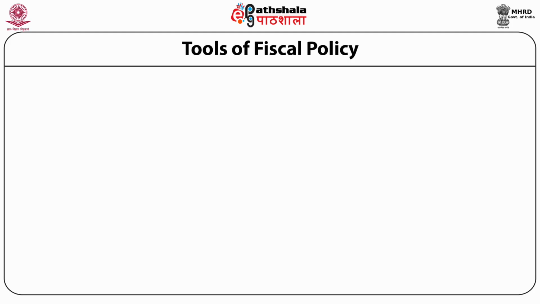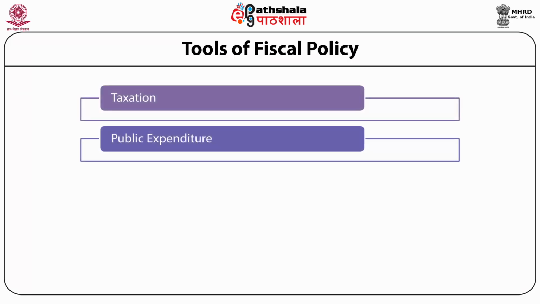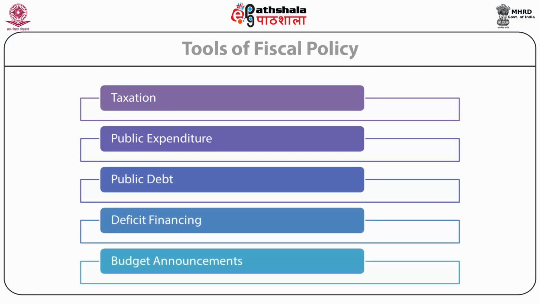Tools of fiscal policy. The following are the major tools of fiscal policy of India. Number 1, taxation. Number 2, public expenditure. Then public debt, deficit financing, budget announcements.